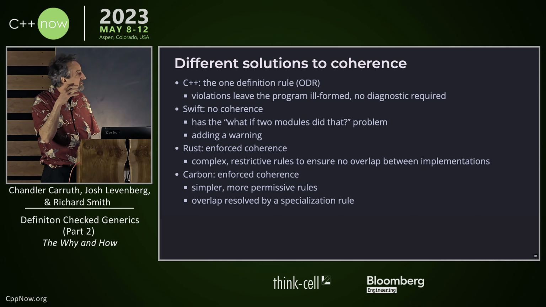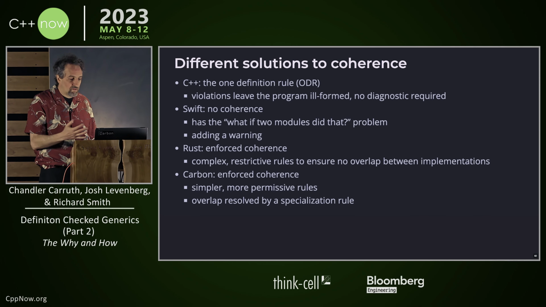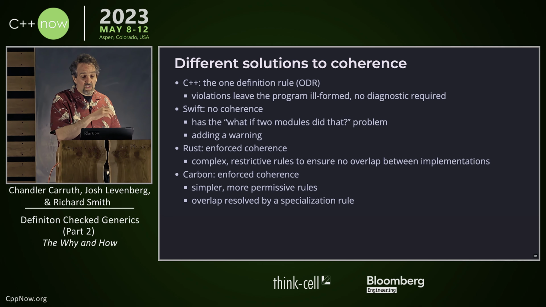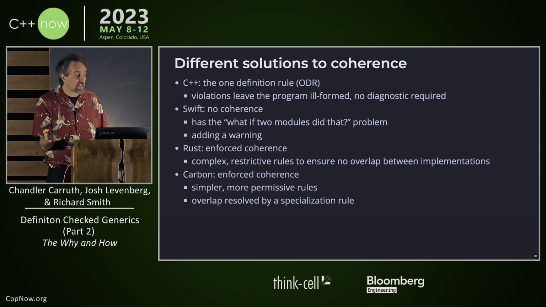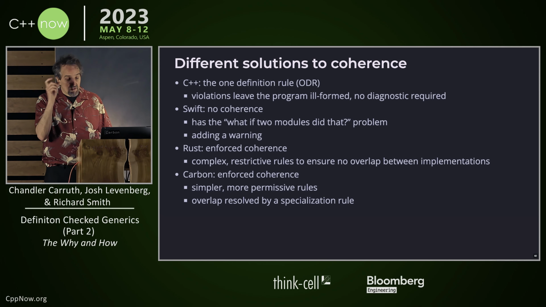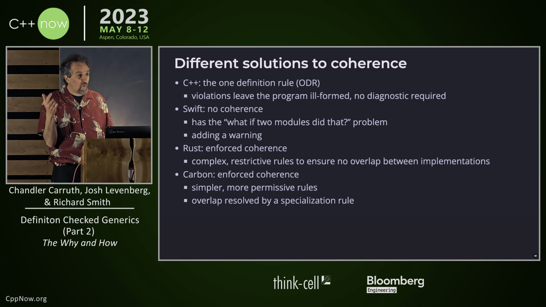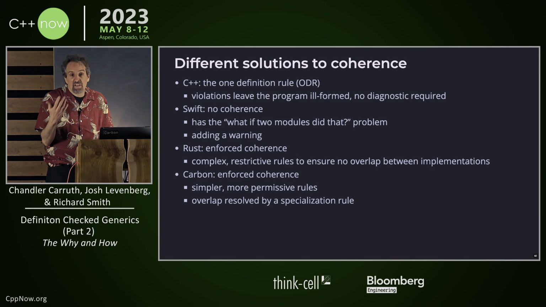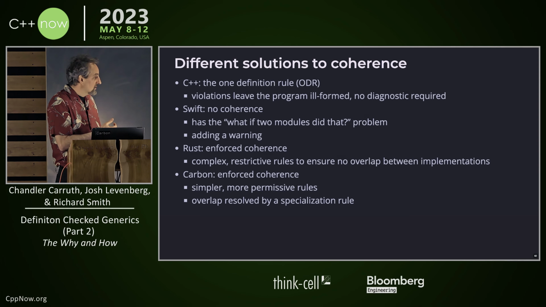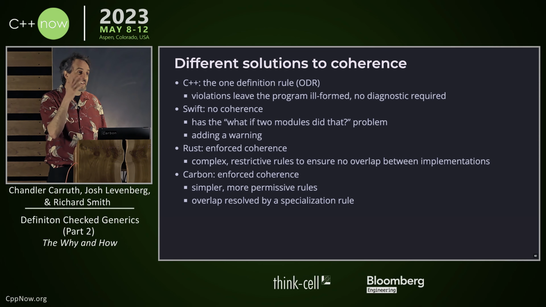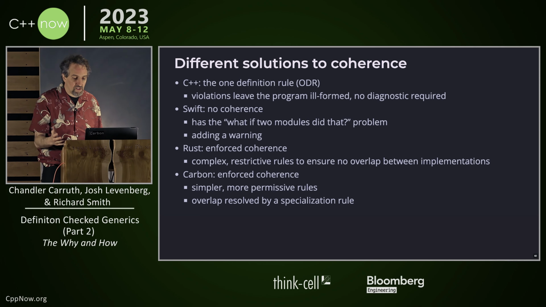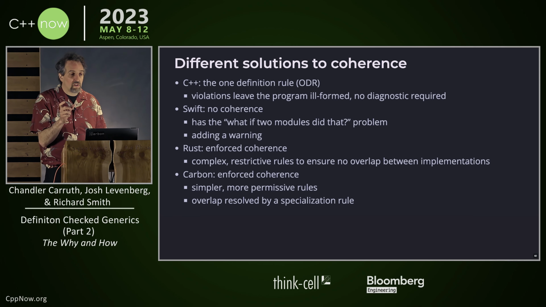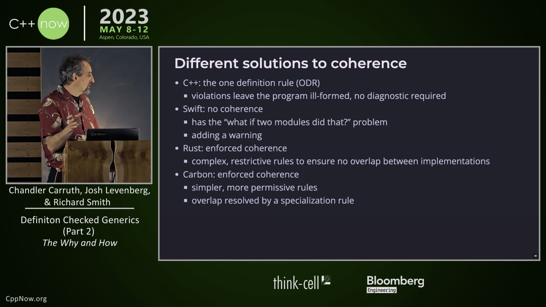So, summary. C++ requires consistent definitions, but may not diagnose violations. Swift has not enforced coherence, which has led to problems and is now adding a warning. Rust does enforce coherence, but it has a no overlap rule that imposes complex restrictions on which implementations may be defined. Carbon also enforces coherence, but it has a simpler rule that allows more implementations. And the power of this really hinges on resolving overlaps using a specialization rule.